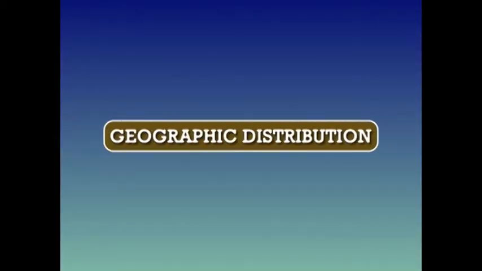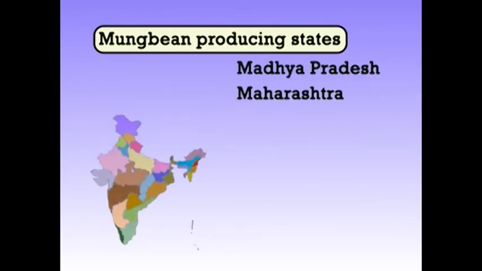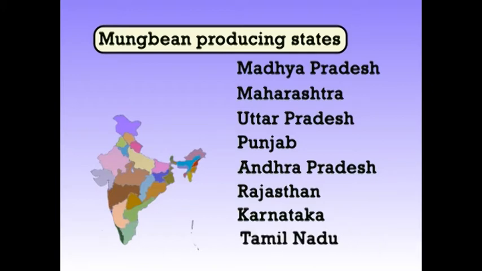Now let's have a look about its geographic distribution. The important states producing this pulse are Madhya Pradesh, Maharashtra, Uttar Pradesh, Punjab, Andhra Pradesh, Rajasthan, Karnataka, and Tamil Nadu. India is the largest producer of mungbean and accounts for about 54% of the world production and covers about 65% of the world acreage.